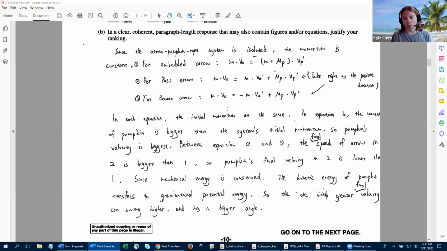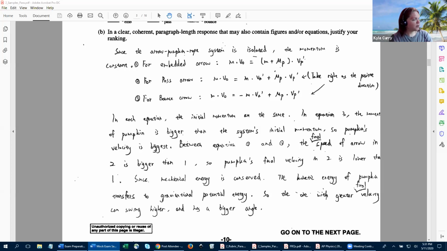So by using equations, which is still fair game on this exam, I'm not saying you have to use them, but they are fair game. By using equations, that is the justification for why the bounce arrow is going to be the situation where the most momentum is transferred to the pumpkin.